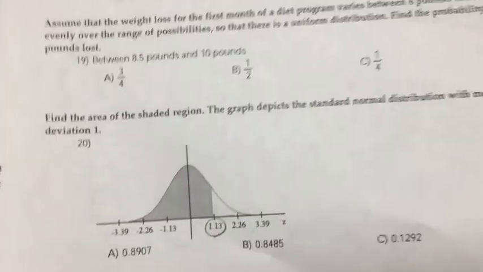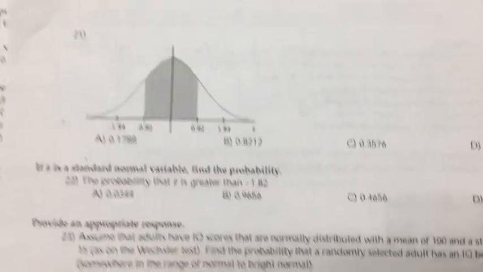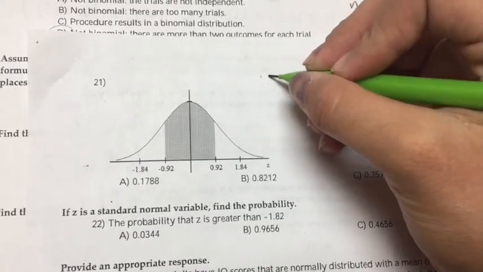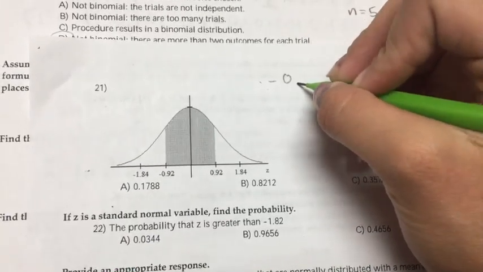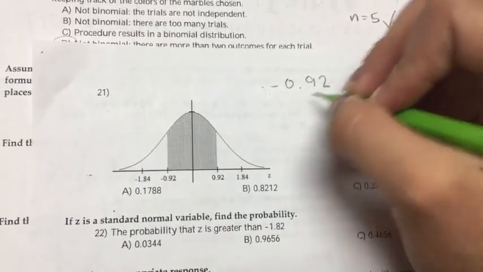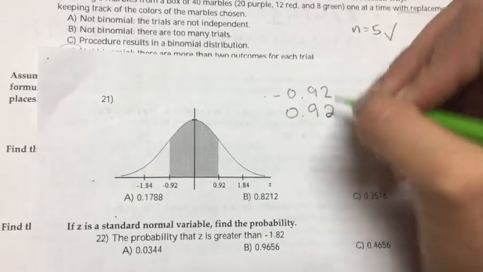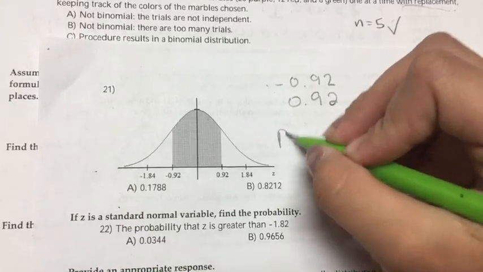21's a bit different. Notice in the other problem, it only worked on area shaded to the left, but this one's working with area in between. So this basically wants you to find the area for the z-score being between, well, a negative and a positive 0.92.